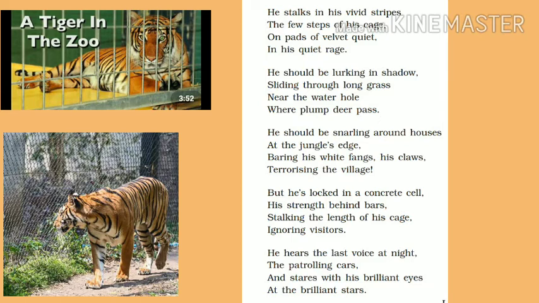The few steps of his cage. So in the cage he is stalking. He is taking two steps from one corner to the other, on parts of velvet quiet, and his paws, you know what a paw is, P-A-W. So on parts of velvet, his paws are compared to the velvet cloth. So it is soft like velvet. His paws are soft like velvet.